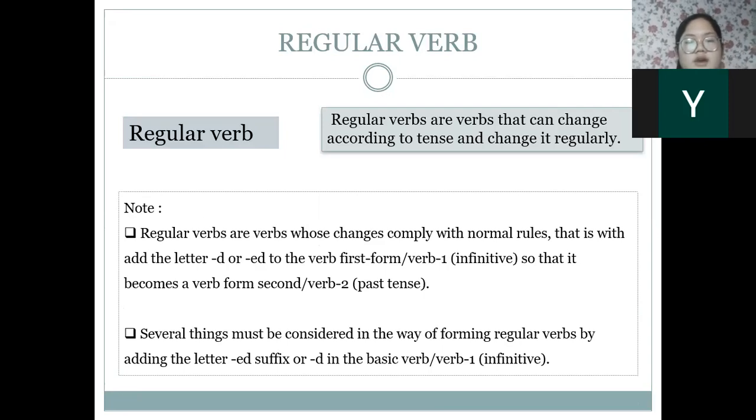Several things must be considered in the way of forming regular verbs by adding the letter ed, suffix, or d to the basic verb or verb 1 infinitive.